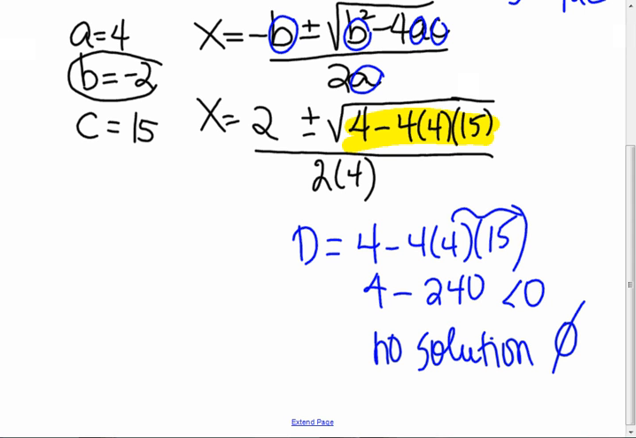No solution. Empty set. Okay, we're going to try another one, which happens to be problem number 1 on your worksheet. Oh, which you don't have yet.